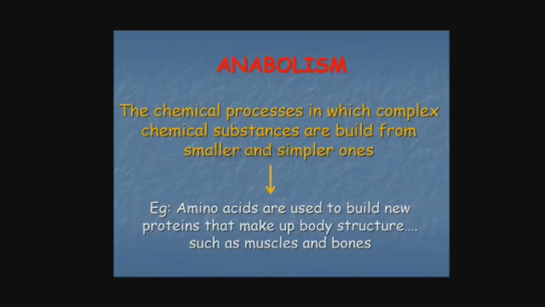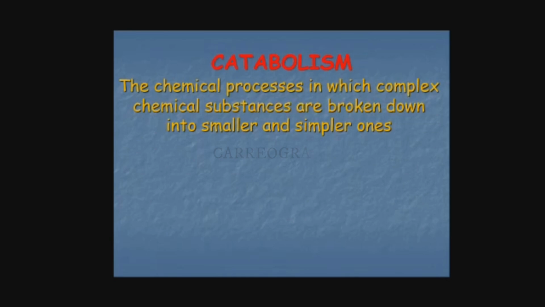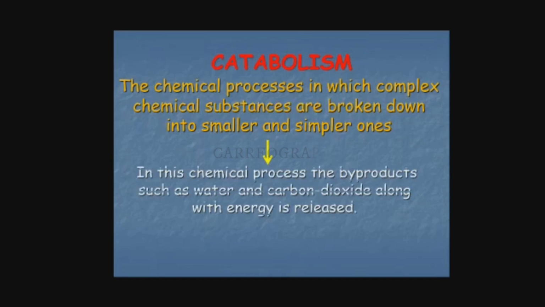Now friends, let us see the process of catabolism. The chemical process in which complex chemical substances are broken down into smaller and simpler ones is called catabolism. In this chemical process, the complex food, that is glucose, is broken down and the byproducts such as water, carbon dioxide along with energy are released. As we know friends, glucose is a simple food which we get after digestion of carbohydrate.